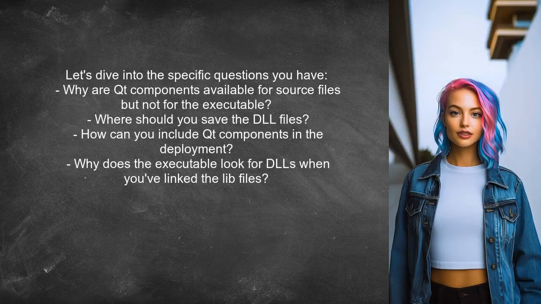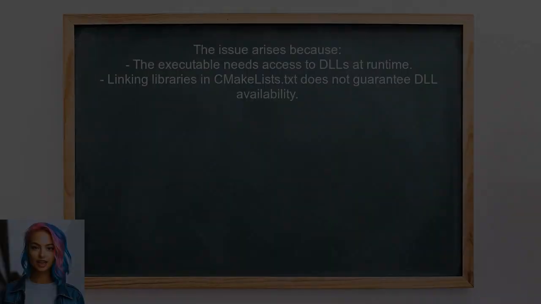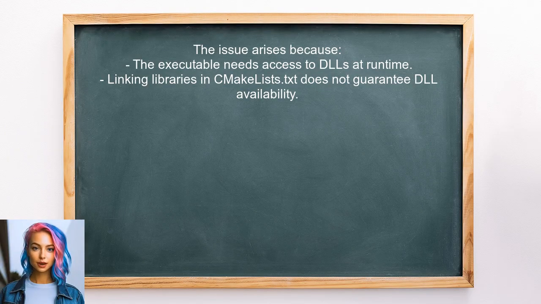Let's dive into the specific questions you have. You mentioned that while you can find all the Qt components during the build process, your executable still can't find the necessary DLLs. This is a common point of confusion, so let's clarify what's happening. The issue arises because when you build your project, the executable needs access to the dynamic link libraries, or DLLs, at runtime. Even if you've linked the libraries in your CMakeLists.txt, the executable still needs to find the actual DLL files on your system.